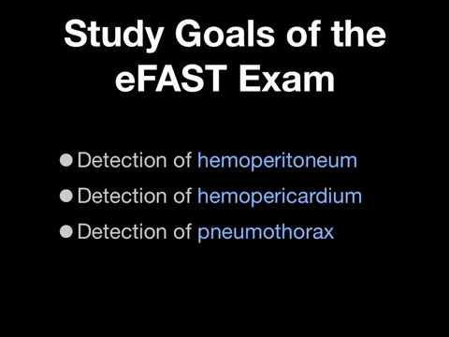Study goals of the eFAST exam include the detection of hemoperitoneum, the detection of hemopericardium, and the detection of a pneumothorax. To be clear, the FAST exam is designed for the detection of hemoperitoneum and hemopericardium. The eFAST or extended FAST exam includes thoracic windows that allow for the detection of a pneumothorax.